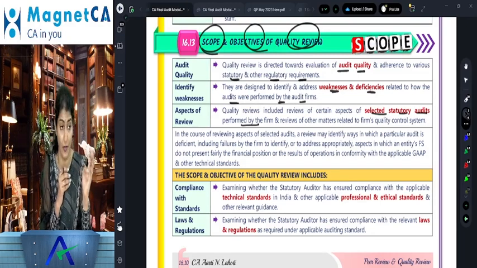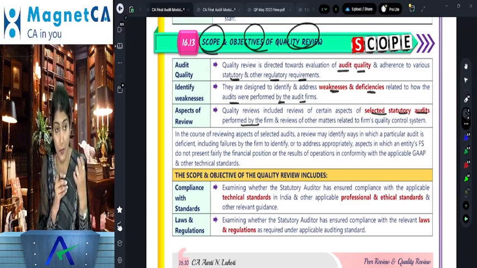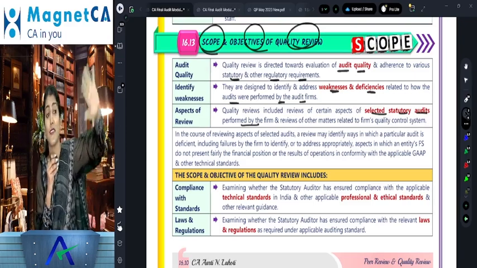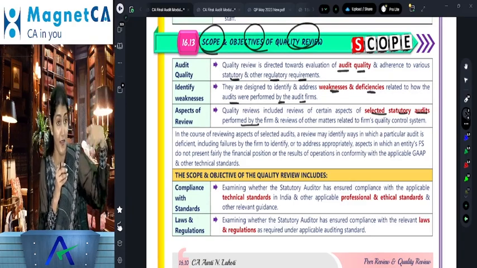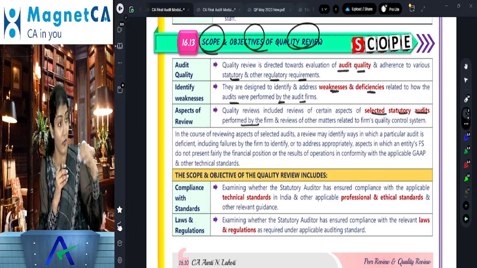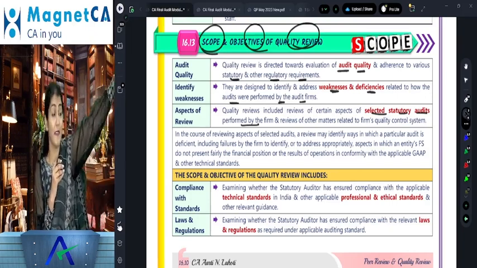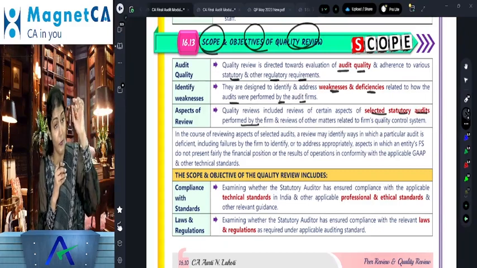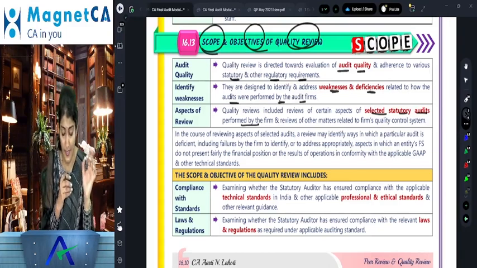So only stat audit. What is covered in the quality review is only the stat audit. There, what does it say? All assurance services were included. Tax audit, internal audit. Even tax audit is an assurance service. Internal audit is also an assurance service. So in peer review, all assurance services were included. But in quality review, only the stat audit services are included. Are you understanding that? Okay.